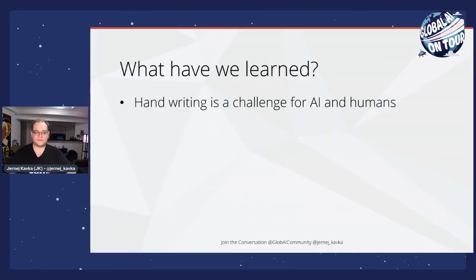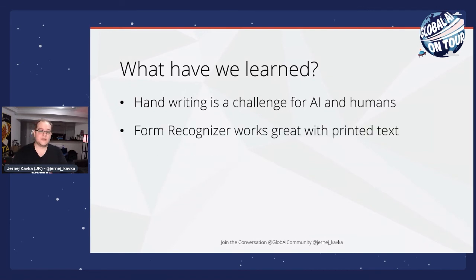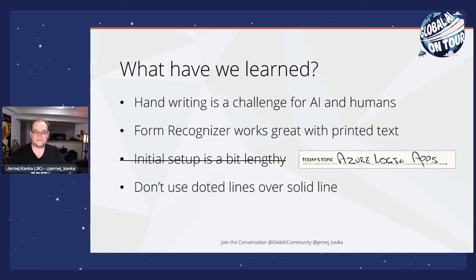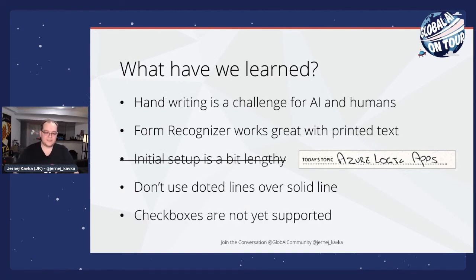So what I have learned from all of that experience is that handwriting can be as challenging for AI as it is for humans. The form recognizer works really well for printed text. All I have had was handwritten text. And I solved the initial lengthy setup. But one issue that really bugs us is the dotted lines. So the next form has to have solid lines. And checkboxes are not yet supported.